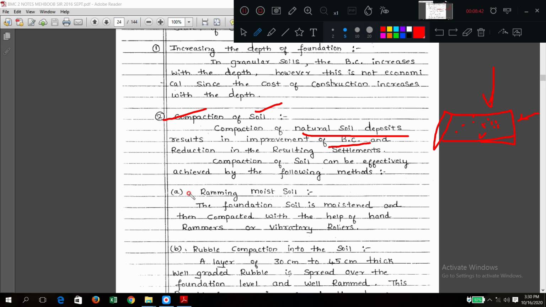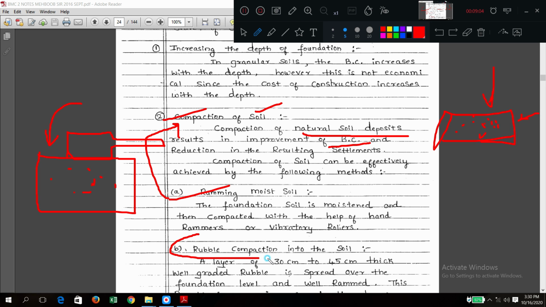Okay, that is simple. How can you compact? There are very many methods. Ramming the soil means what? The soil is there, you put some water and take this kind of instrument, and you continuously hit with it, so it is also called ramming. Ramming is nothing but compacting.